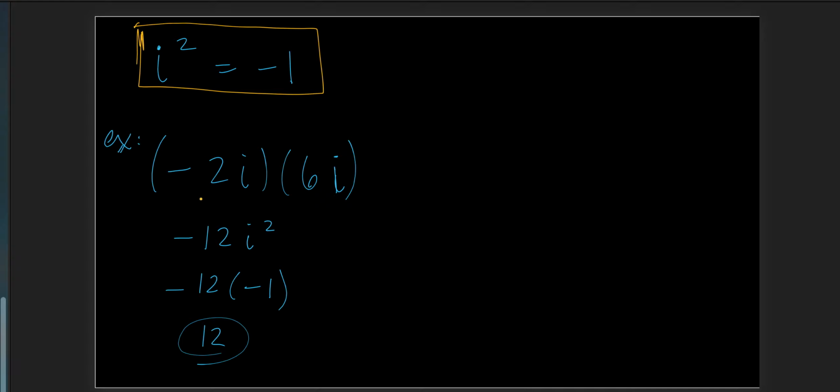So we have a problem here, -2i times 6i. As far as evaluating this, it's very similar to as if these i's were x's. So you take -2 times 6 and you get -12, and i times i is i squared. Now remember, i squared equals -1, so you replace i squared with -1. So you have -12 times -1, which makes a positive 12. So that's how to work those, and that's really all we're doing with those.